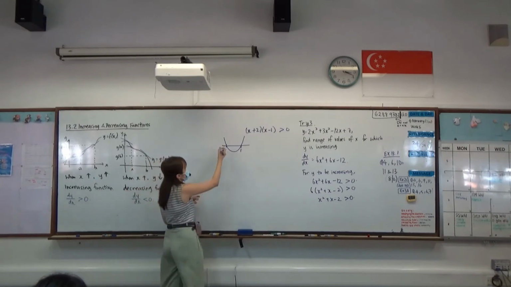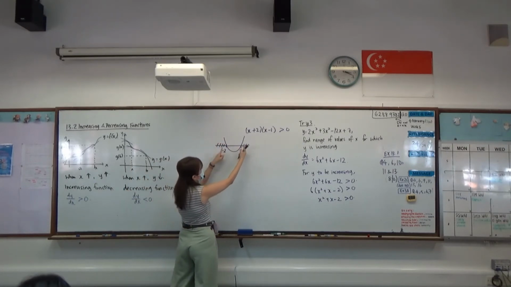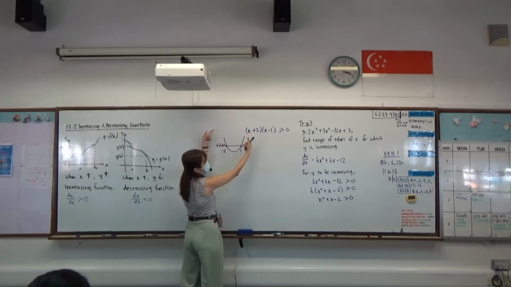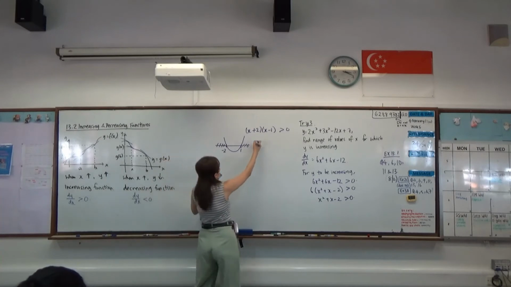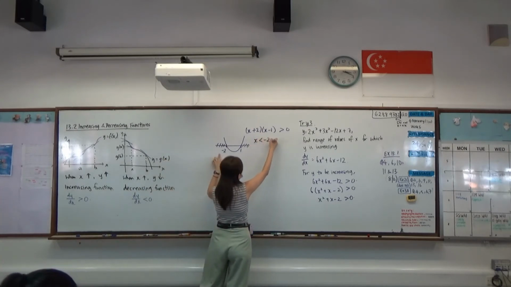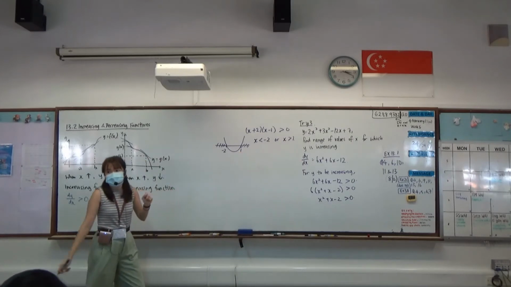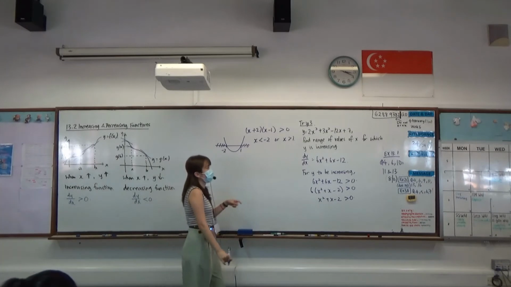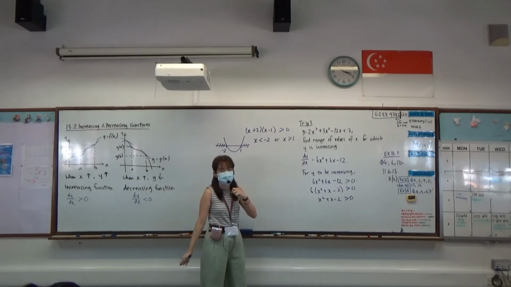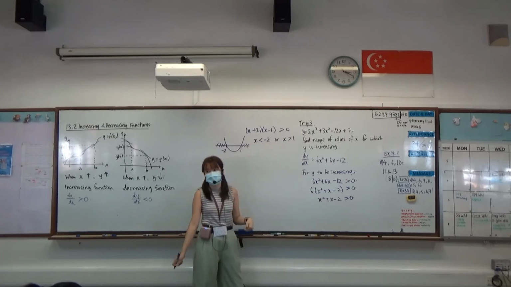Then more than 0, we look at this section and this section because that's where the 2 tails are above the x-axis. So there's more than 0. That's why x is less than negative 2 or x is more than 1. And that is the range of values of x for which y is increasing. So these are the answers. This entire statement itself is the answer.